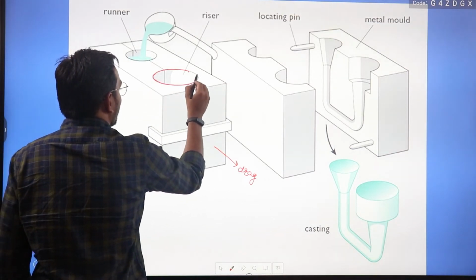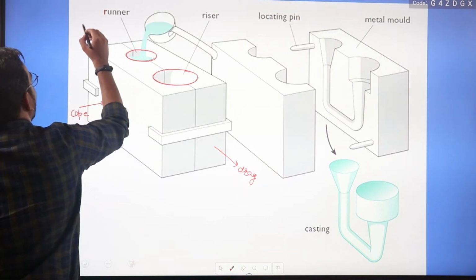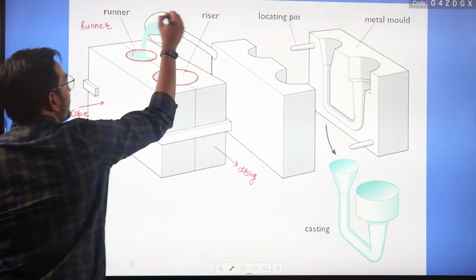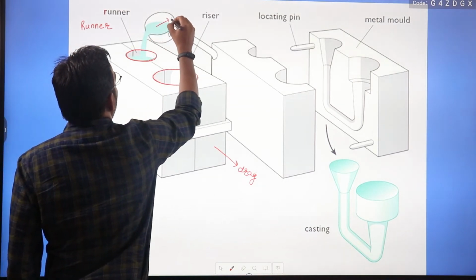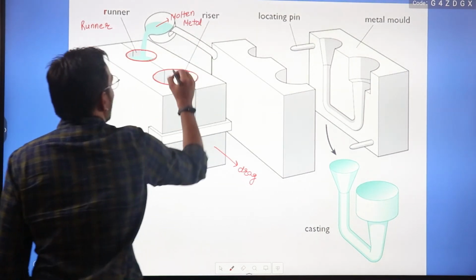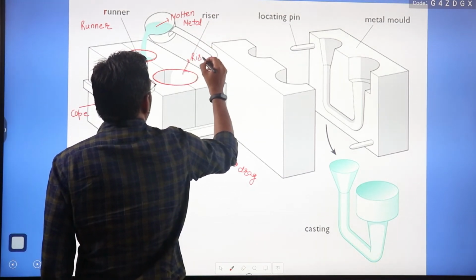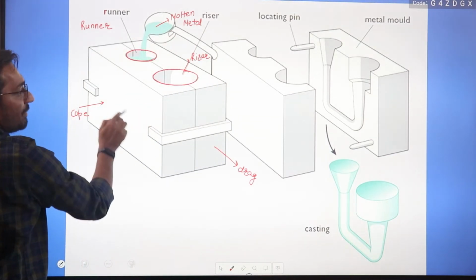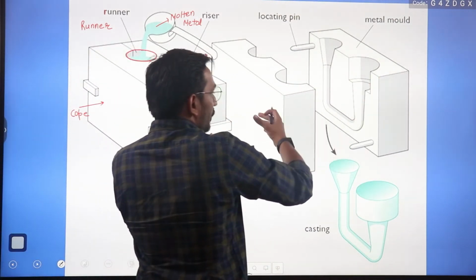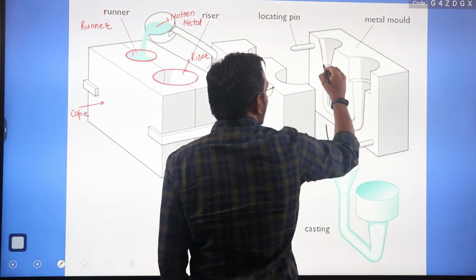Sorry, this is the riser. This is the runner. I am introducing the molten liquid, the molten metal, into this runner. And we have a riser here. This one is the riser. And in between we have some mold cavity. If I make these two boxes separate, you can see this is the sprue.